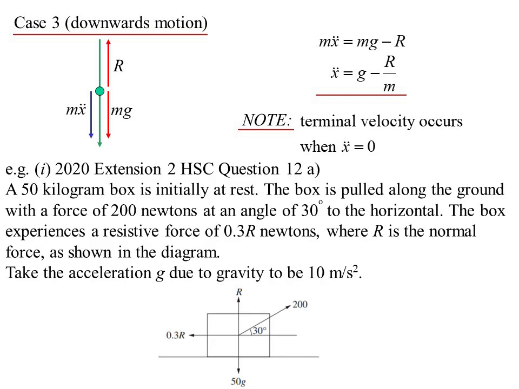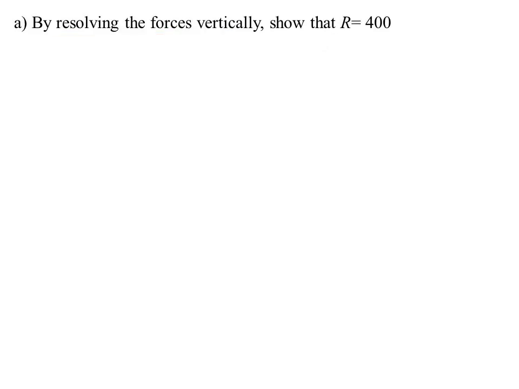So, 2020 paper, we've got a box sitting on some sort of surface here, and it's being pulled along the ground, force of 200 newtons, angle 30 degrees. And what else have they told us? We've got a resistive force of 0.3R, and R is the normal force. So I guess that must be friction. You might recall I said that the friction is usually some multiple of the normal force. And acceleration, we're just going to make it a nice round 10 for this problem. Okay, they've given us a bit of a hint there.